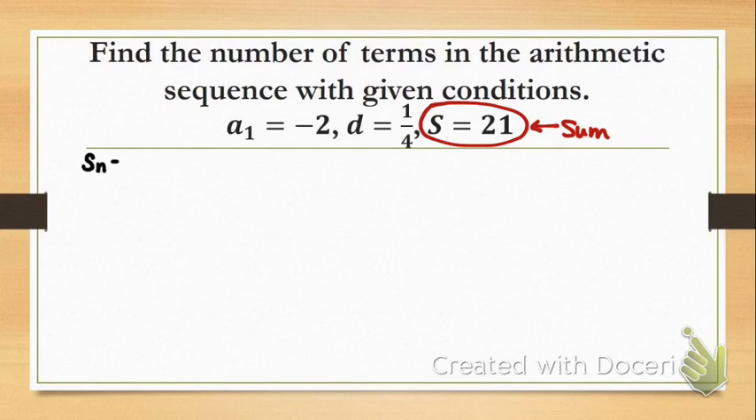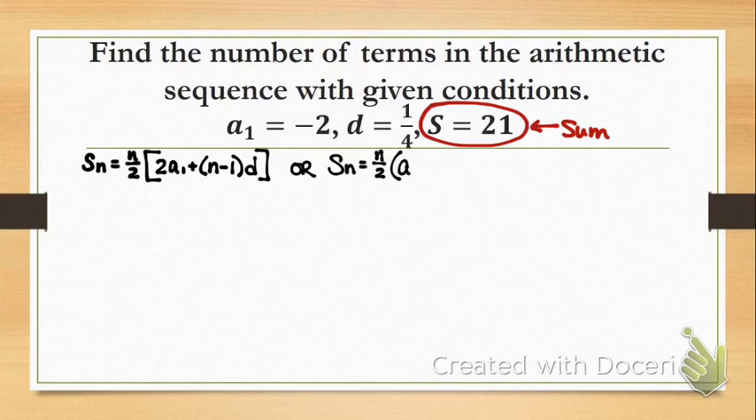They both result in the same final answer, but we're going to need to decide which one makes the most sense for us to use here. We have this one, or we have this summation formula. Which one makes the most sense to use with what we've got? First one, because we don't know what the nth term is.